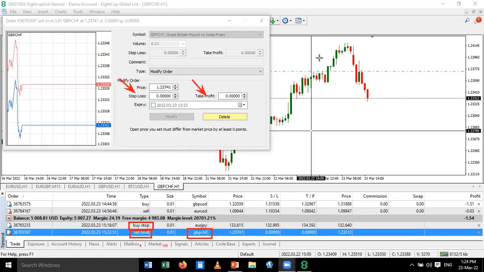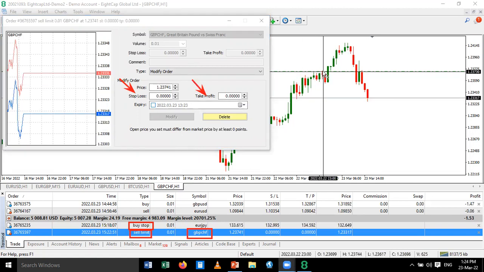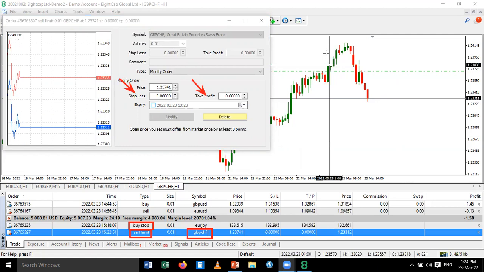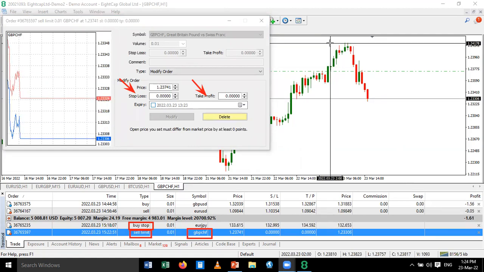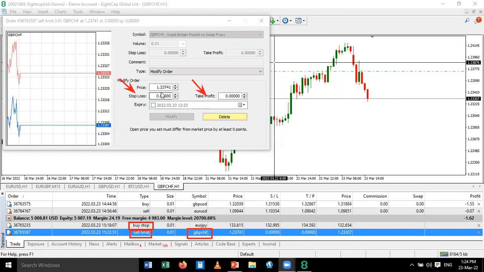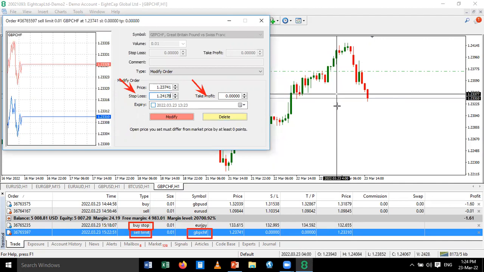I'll pick the prices. If I'm selling, remember I am making profit downwards. I make losses upwards. So my stop loss is going to be above. I might just pick this price above here for my stop loss. This is a 1.24178. I come to stop loss, 1.24178.